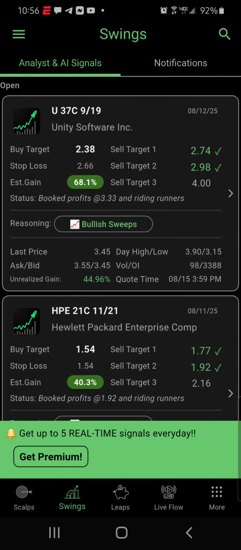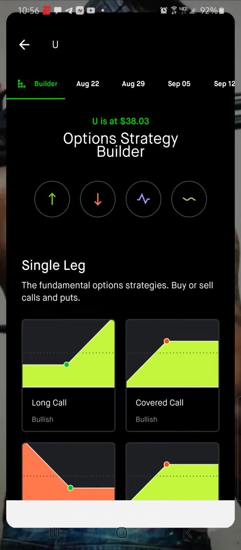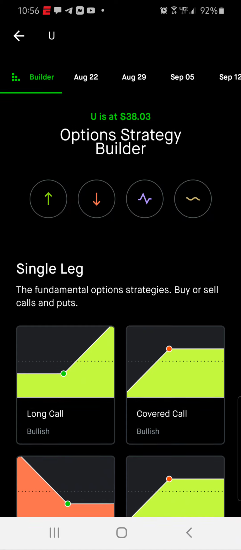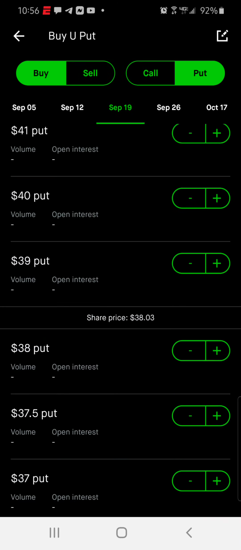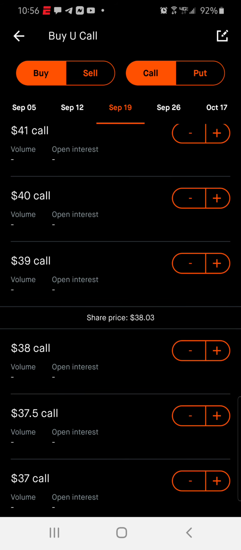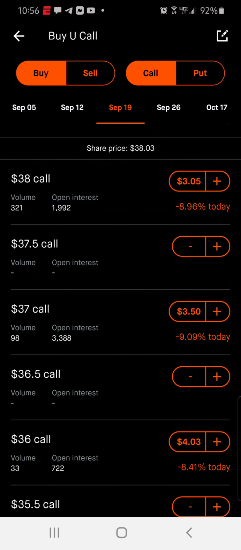Unity, it said buy it at 238, right? And for a 37 call for September 19th. So that's what we're gonna look for. First thing first, you're gonna look for the date, September 19th. Bam. It said a 37 call. I gotta switch the calls. It was on puts. 37 call right there.